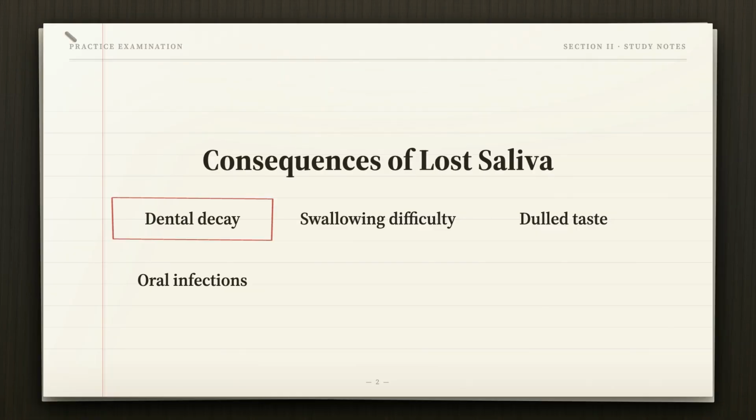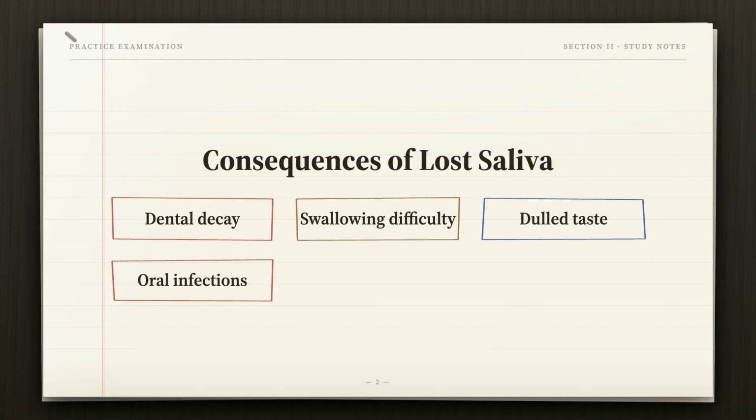Severe salivary loss from autoimmune disease, radiation, or anticholinergic drugs reveals just how much saliva does. Losing it brings dental decay, swallowing difficulty, dull taste, and oral infections. Proof that this fluid lubricates, buffers, digests, and defends all at once.